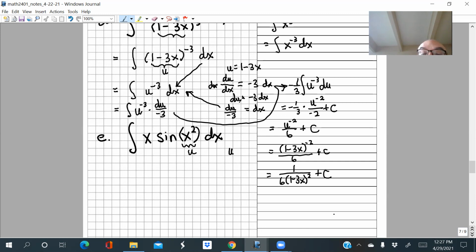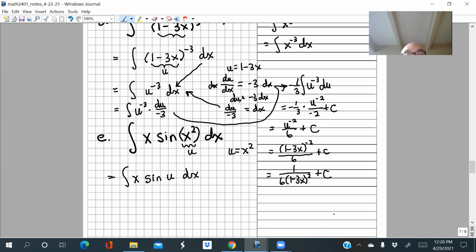So I'm going to let u be equal to x squared. And things start off very swimmingly here. You get x times sine of, now x squared is u, right? So I've just got sine of u instead of sine of x squared. So that looks all better, right?